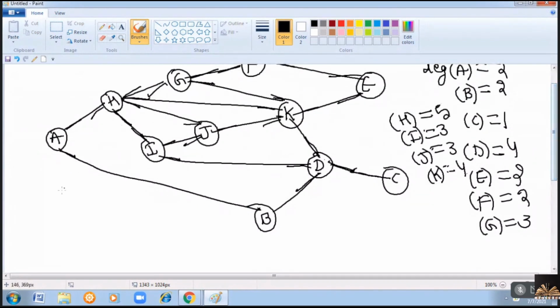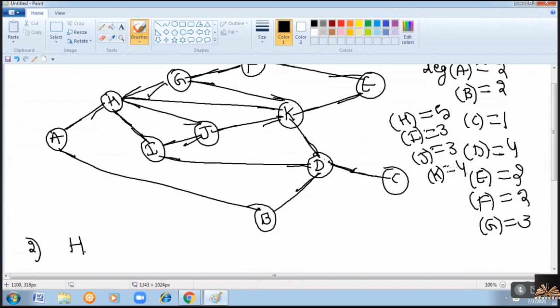Now what is the second step? You need to arrange the vertices in the decreasing order of their degrees. Which vertex has the maximum degree? The vertex H, with a value of 5. So H is the first vertex in the list. What is the next value? 4.